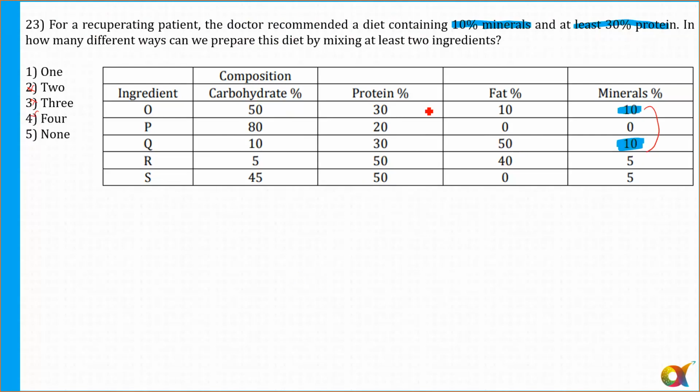So 1 and none, if I say, okay, I need to check the protein. Here the protein is 30%. Here the protein is also 30%. I need at least 30%, and in both of them the protein is minimum 30%. So if I mix them in any ratios, the protein is again going to be 30%. So the answer is only one, that is O and Q. If you mix O and Q in any ratios, the overall is always 30%. Any doubts to anyone now?